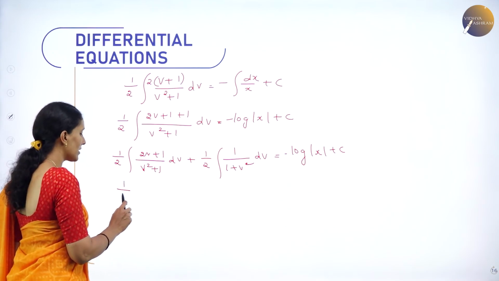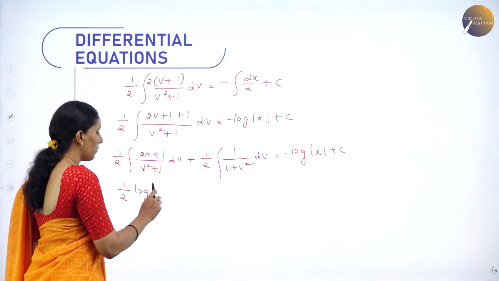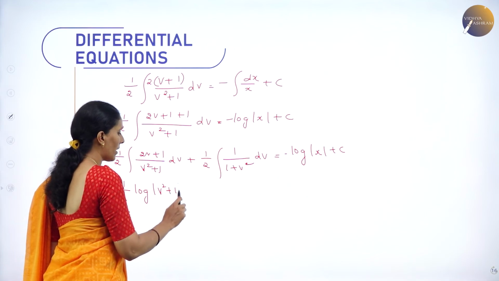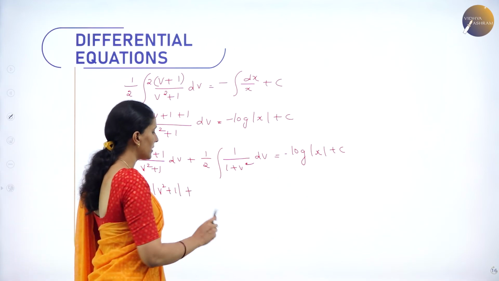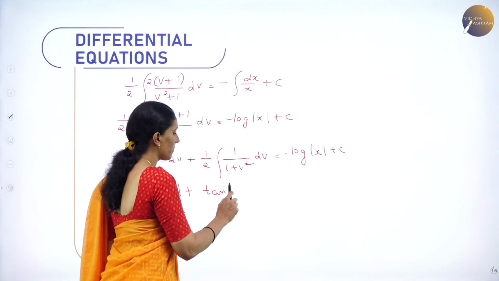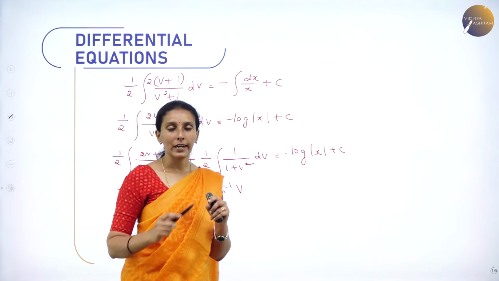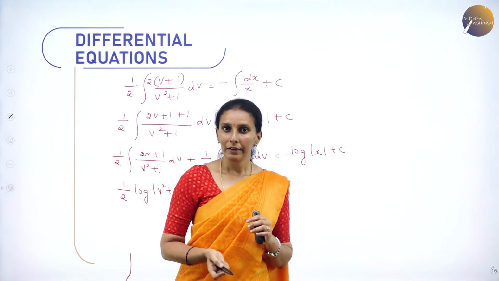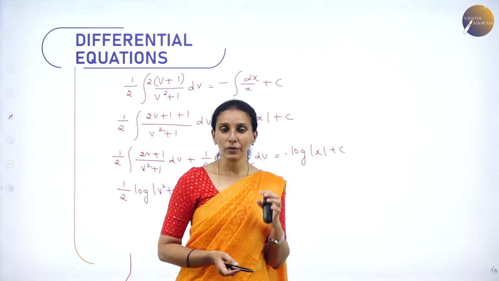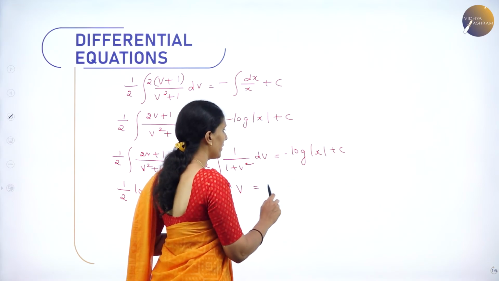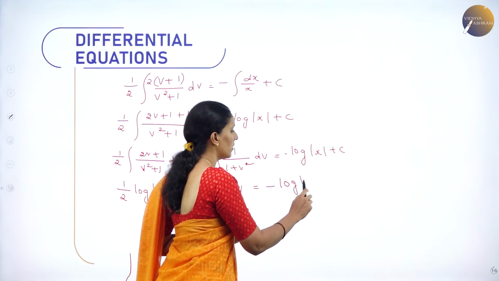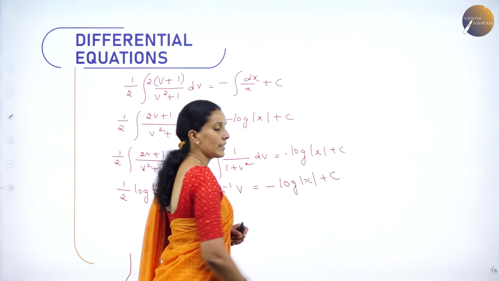So therefore, I can write it as half log modulus (v square plus 1). And here this can be written as tan inverse v, because integral of 1 over 1 plus v square is nothing but tan inverse v. And here I can write it as minus log mod x plus c now.